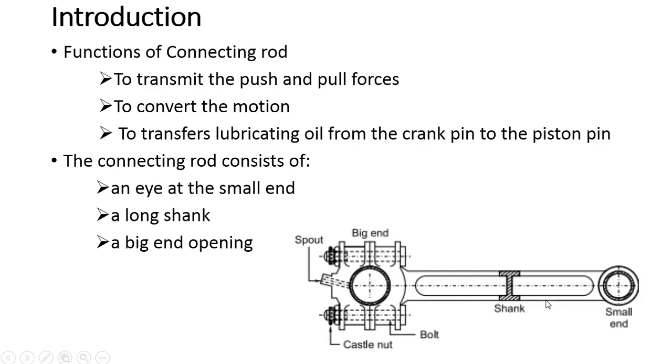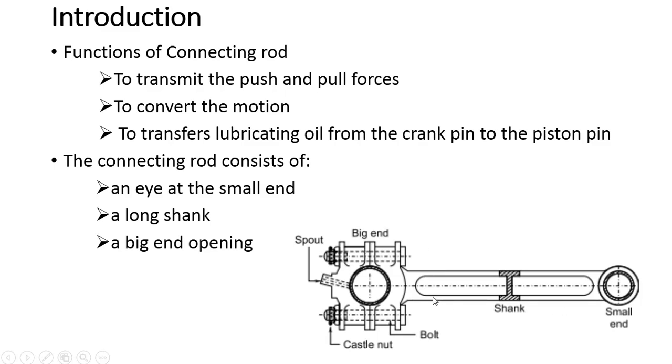Second is to convert the motion. It converts the reciprocating motion of the piston to the rotary motion of the crankshaft. And third is to transfer the lubricating oil from the crank pin to the piston pin, which provides a splash or a jet of oil to the piston assembly. So these are the various functions performed by this connecting rod.